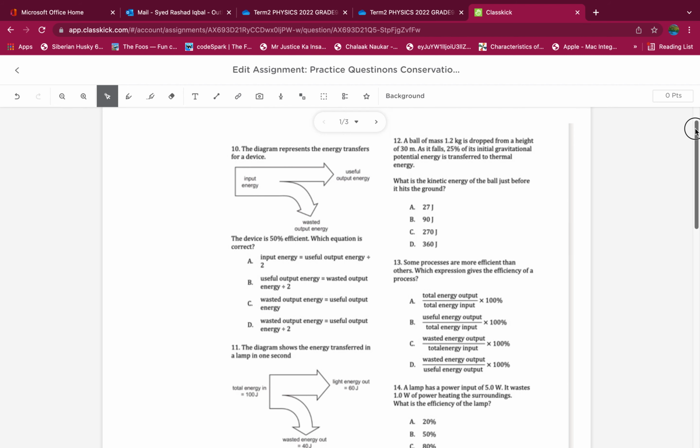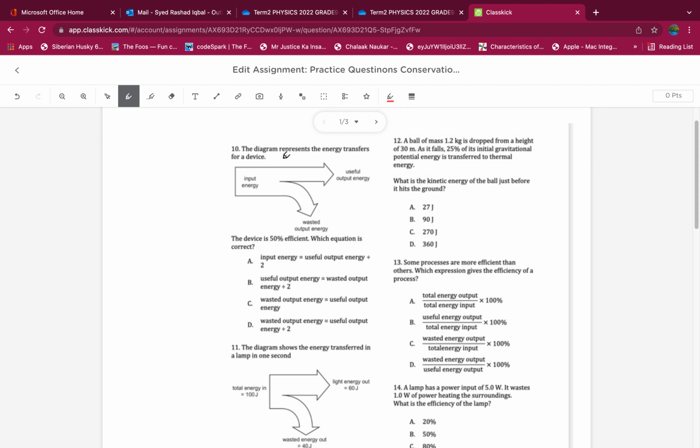Let's see. This is a Sankey diagram. What does this Sankey diagram represent? If you read the labels: input energy, useful output, and wasted. The width of this arrow is proportional to the energy. In this question, it is very important that you read the question and try to understand it. Because if you do not understand the question, how can we answer it? It's impossible.